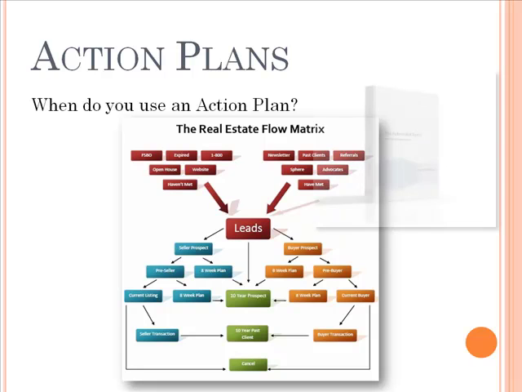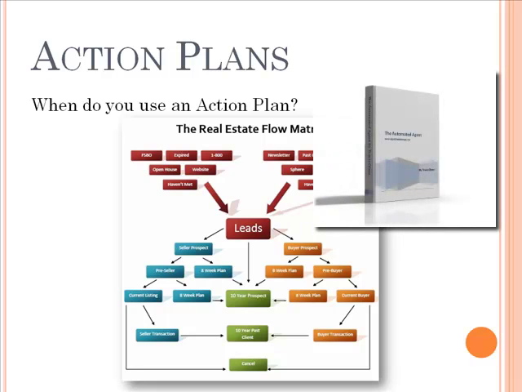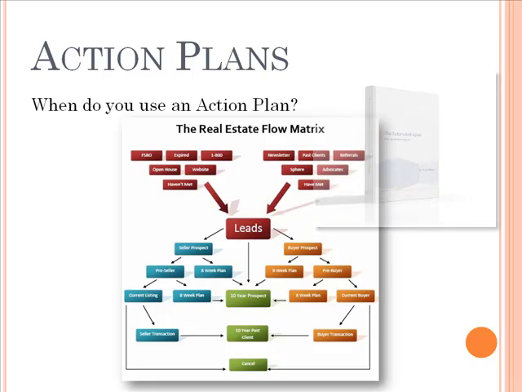So this is a real estate flow matrix. This is actually found in my ebook, The Automated Agent. That's got information as far as each phase of the real estate transaction and how to follow up with each contact for each phase. So I've got in my how-to videos page on agentbreakthrough.com more information actually breaking down this real estate flow matrix a little bit more in depth. So feel free to go to agentbreakthrough.com if you want to see a short video on that.